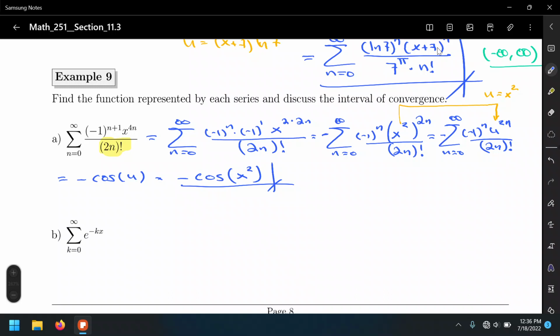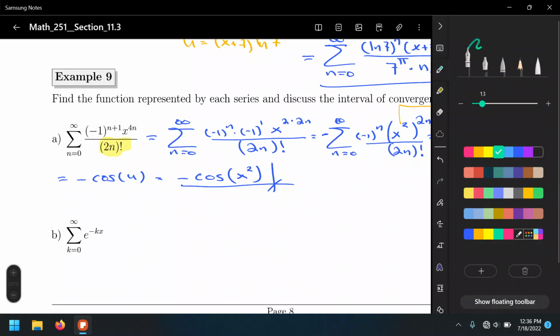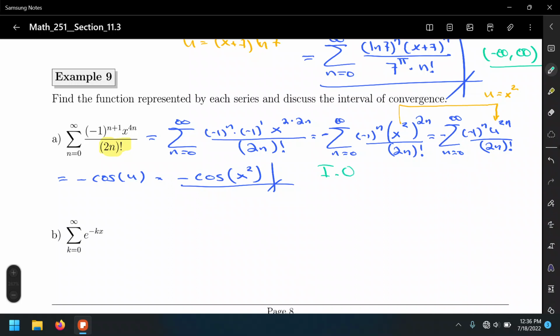All right, so let's see what's next. For the interval of convergence, of course, IOC, interval of convergence. Well, for the cosine function in this case it is all real numbers. And even so, because we have this x squared, you can plug in everything. So no issue with it.